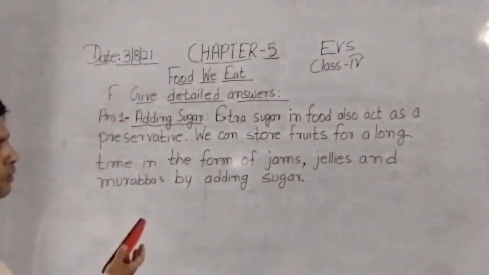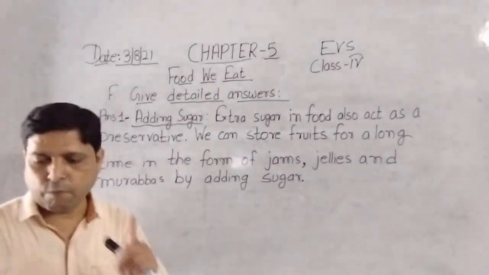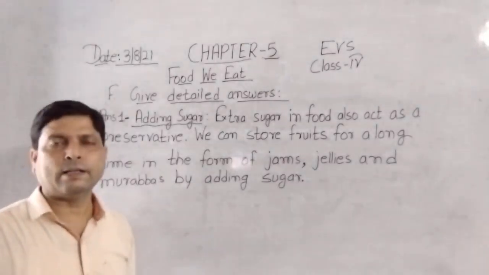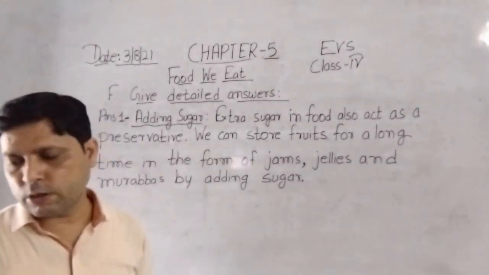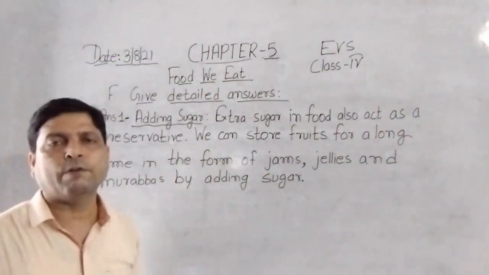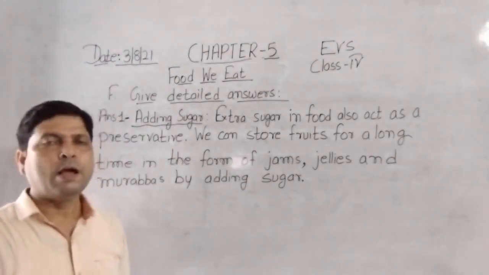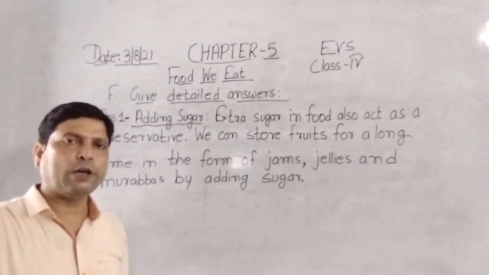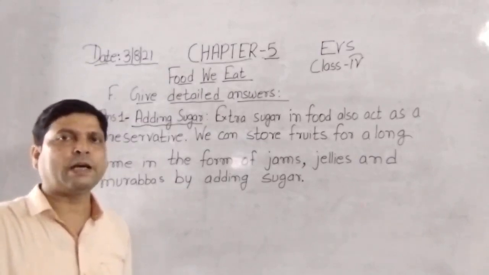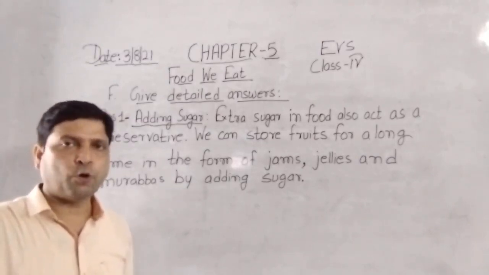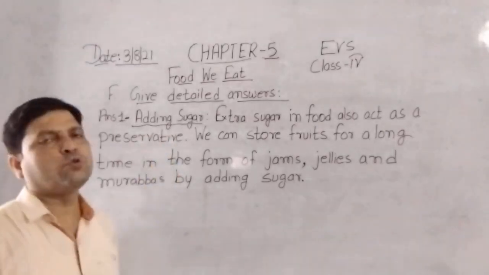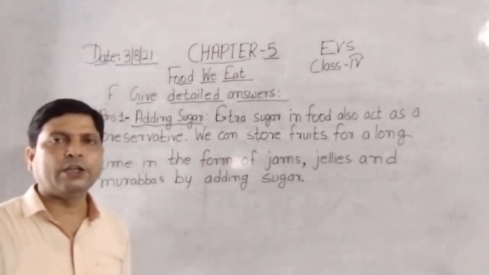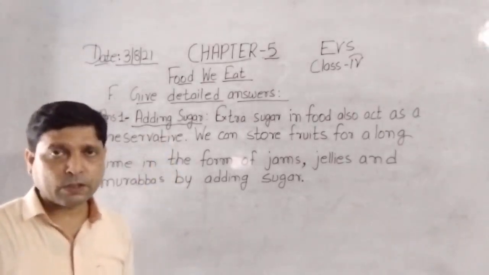Next method, the answer is not complete. One more method we have to write, that is dehydration. Because in your book 5 methods are given for how we can preserve food: by adding salt, by boiling, by keeping the food in the refrigerator. The fourth point is by adding sugar, and the fifth one is dehydration.